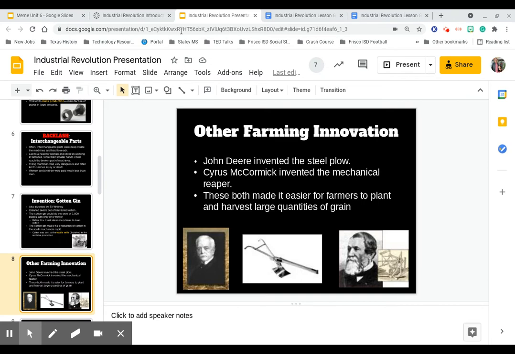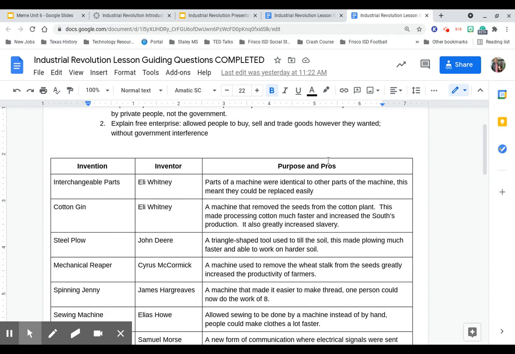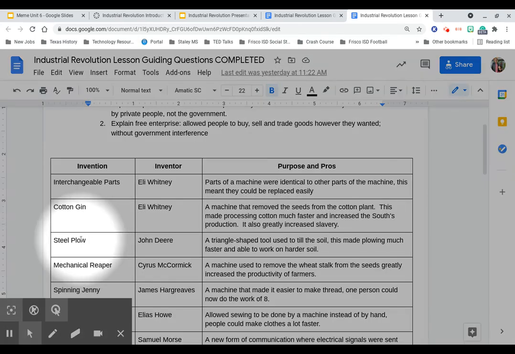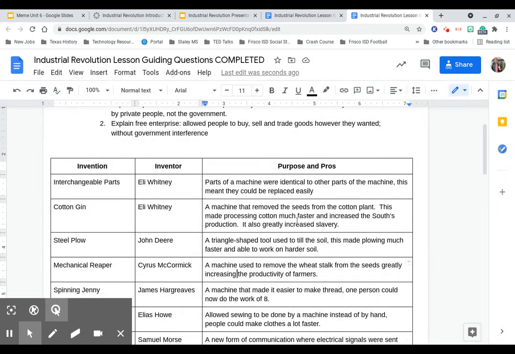So I'm going to go ahead and share those definitions with you because they're not as explained as much. So you can see here the three that we're talking about. The steel plow by John Deere is a triangle-shaped tool used to till the soil. This made plowing much faster and able to work on harder soil. The mechanical reaper was invented by Cyrus McCormick, and it's a machine used to remove the wheat stalk from the seeds, greatly increasing the productivity of the farmers. And the spinning jenny was invented by James Hargreaves, and it's a machine that made it easier to make thread. So one person was able to do the work of eight. All right, so I'll give you a second to copy those three down, and then we will move on to the next one.